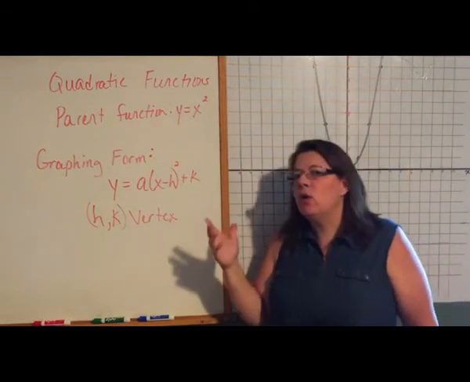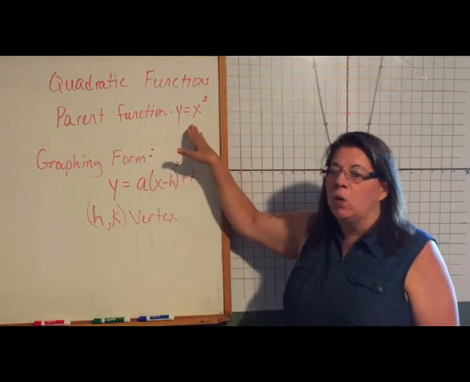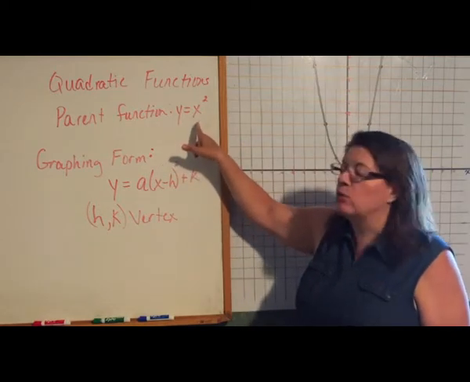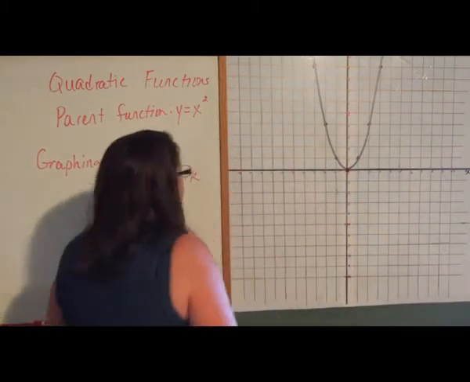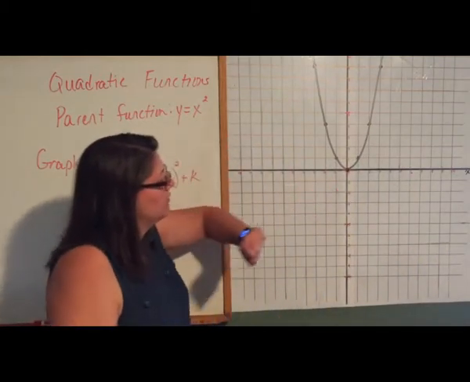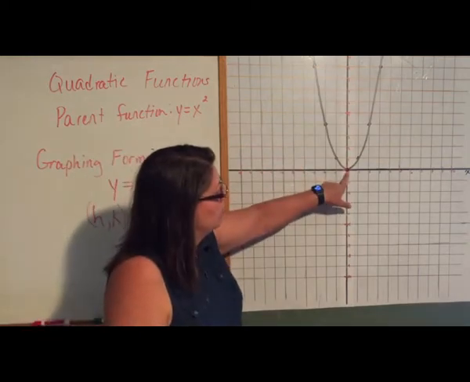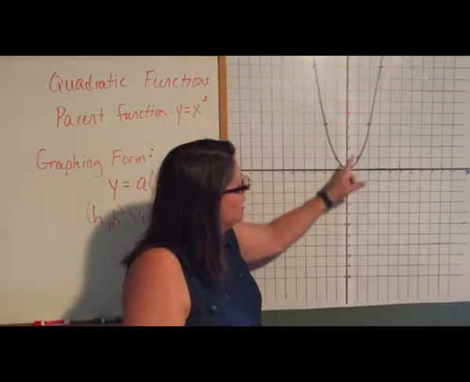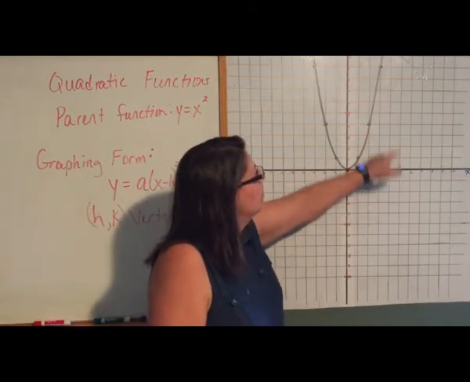Now, when we did quadratics in chapter 1, we talked about how to graph y equals x squared as the parent function. So I've got that over here. Here's the parent function. If we plug 0 in for x, we have 0, 0. 1 in for x gives us 1, 1. 2 in for x gives us 2, 4. 3 in for x gives us 3, 9.